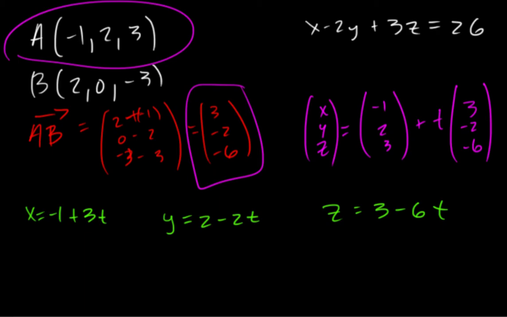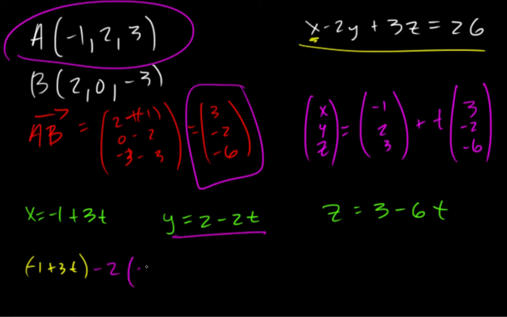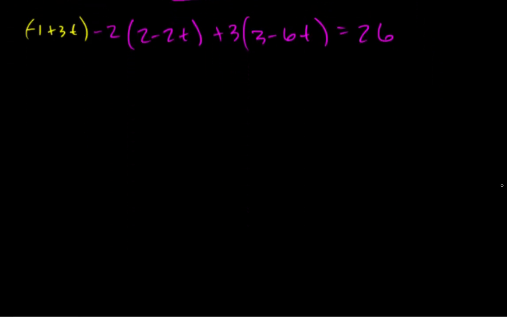And if we just plug in those values up here, we can see where they meet each other. So we do negative 1 plus 3t. So I plugged in for x right there. And then minus 2 times y, 2 minus 2t, plus 3 times 3 minus 6t is equal to 26. Okay, so all we need to do now is simplify this.